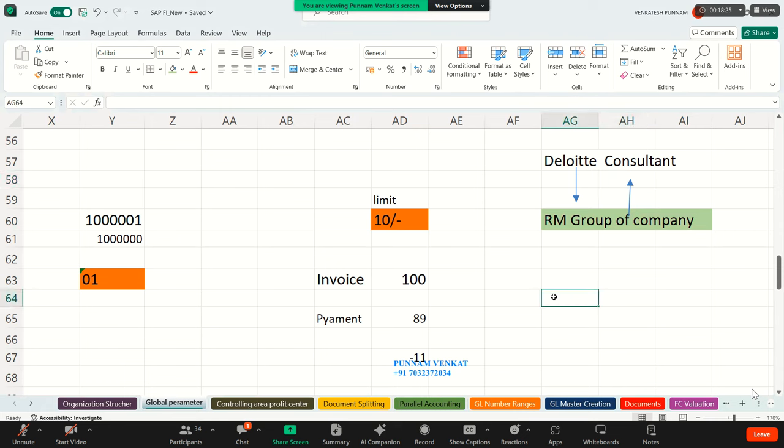For example, customer payment differences. This is the customer invoice, my dear students. Customer invoice 100 rupees means I want to receive 100 rupees, but I received only 95 rupees. Difference is 5 rupees. So is this 5 rupees a loss or income? Gain or loss, what is this?